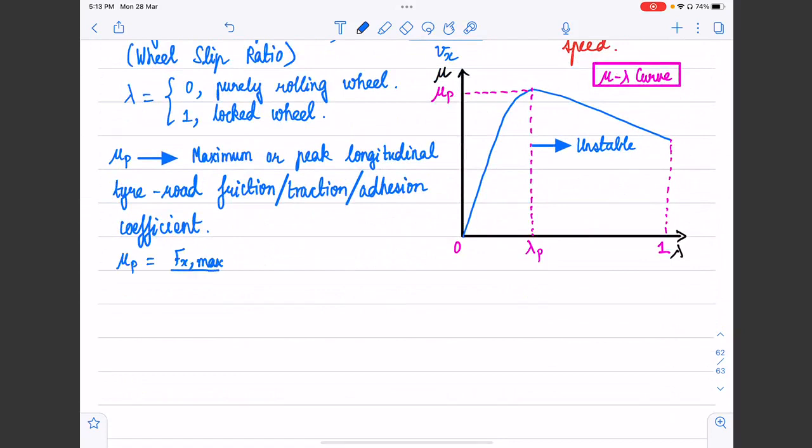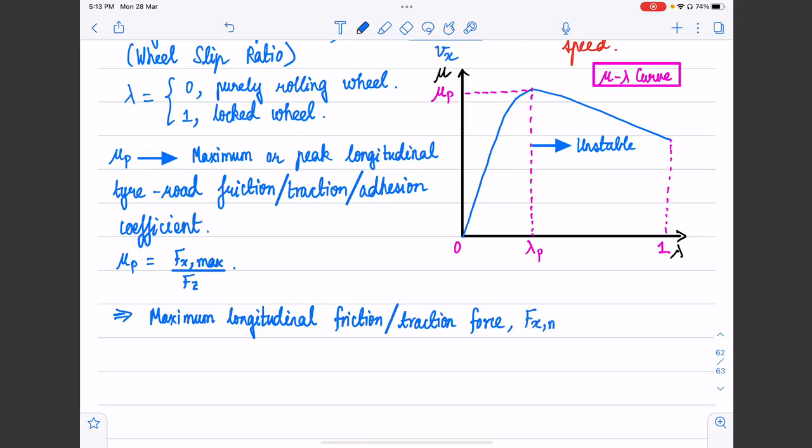Because mu p indicates the maximum value of this friction coefficient divided by Fz. So this implies that the maximum longitudinal friction or traction force is essentially denoted by Fx max.